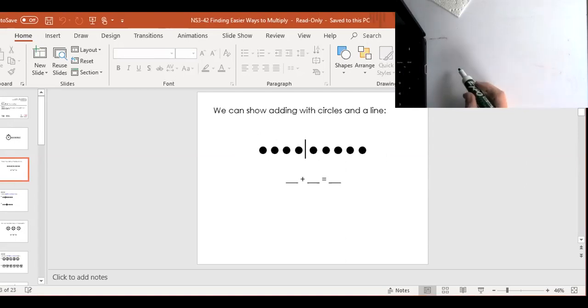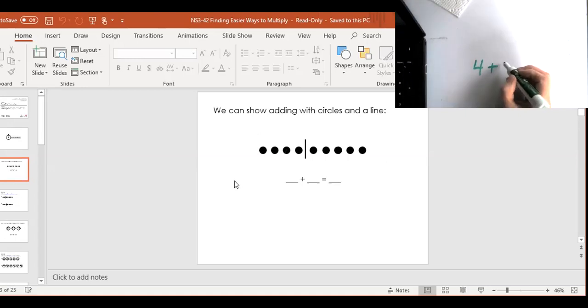Okay, so we've got all these dots. Over here I see I have 1, 2, 3, 4. So I could make 4. And then on this side I have 1, 2, 3, 4, 5. 4 plus 5. You all know that is 9. Okay, so that's one way to show adding with circles and a line, and then we did the adding question.